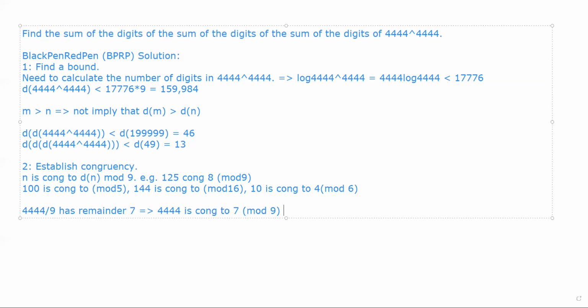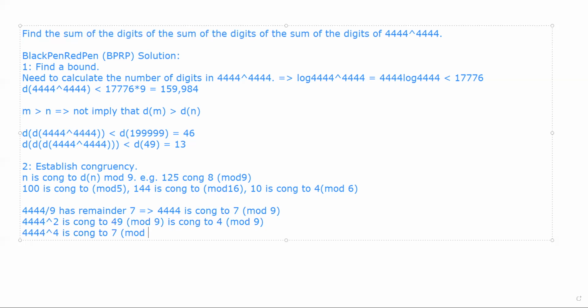And then he kept building up his powers. I'm not going to write the whole thing here because that would take up the whole page. So then 4444 squared is congruent to 49 mod 9, which is congruent to 4 mod 9, because 49 divided by 9 has a remainder of 4. And then he did this to 4444 to the power of 4. It's congruent to 7 mod 9.